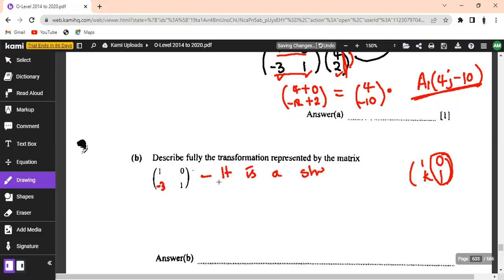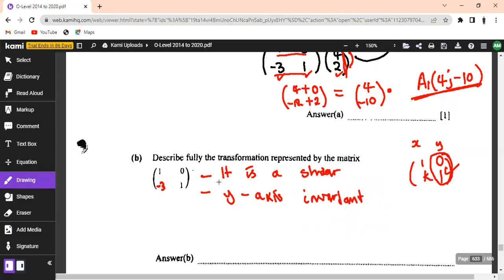So this is a shear that we are having. And what do we have on our shear? We've got a y-axis invariant, because it's supposed to be x here and y. As you can see, y is not moving. So it is going to be y-axis invariant.